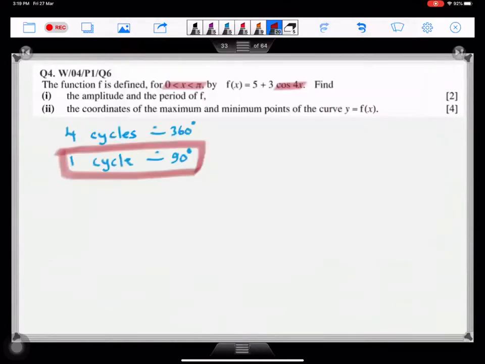The big deal is, we want to sketch it between 0 and 180. So apply the ratio here. That means in 180 degrees, how many cycles should you draw? You should draw 2 cycles. Go over it again.